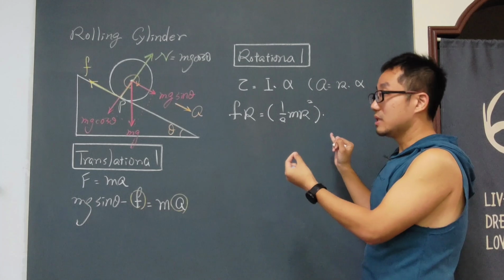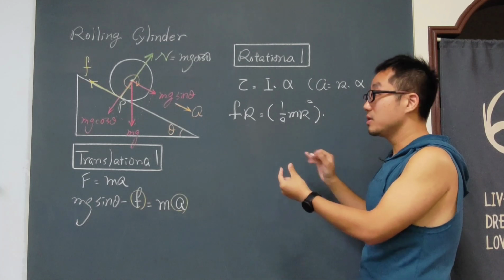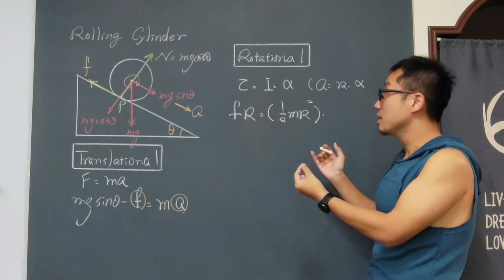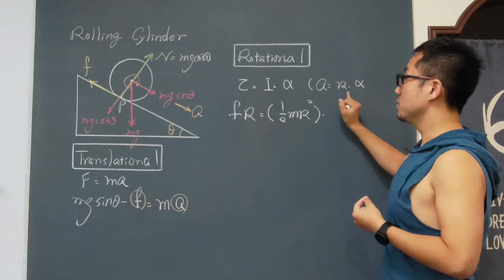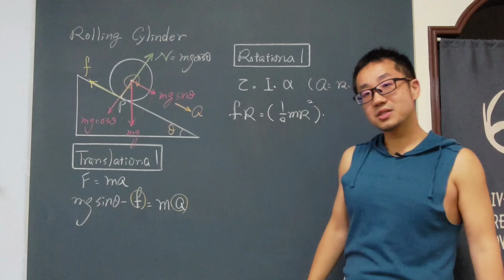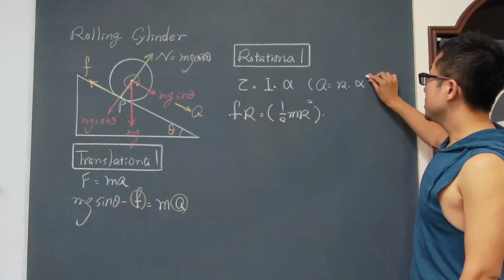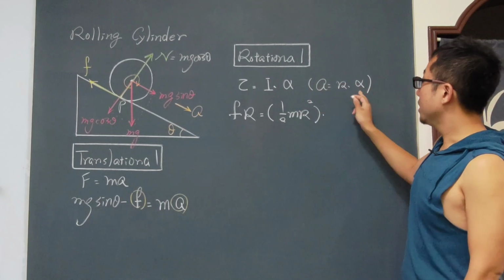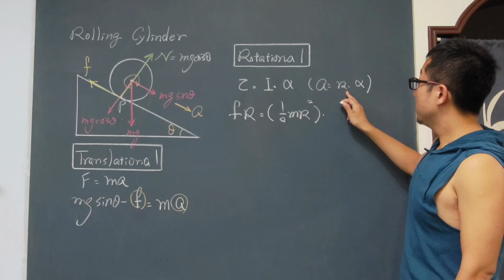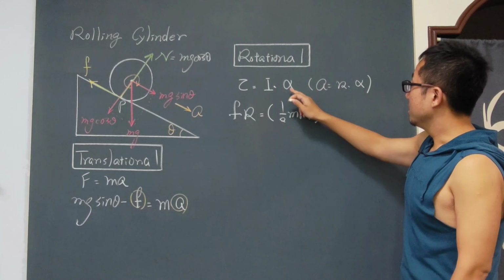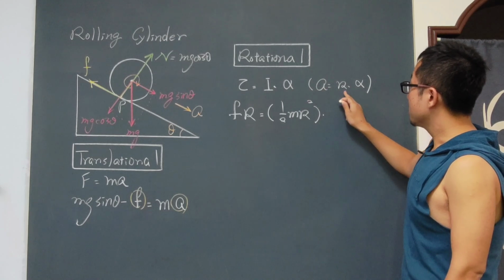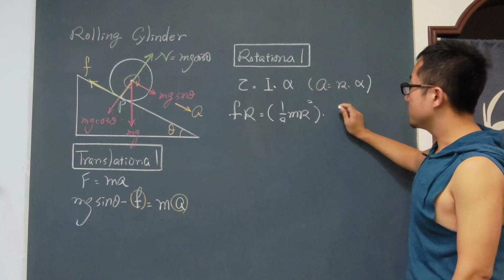But your point P doesn't move at all. It's purely rolling. There's no sliding. So that is why the A, the tangential acceleration, is also equal to this acceleration of the center of mass. All right. So the A is equal to r times alpha. I can plug in the r times alpha, and plug in this A equals r alpha back into this equation.